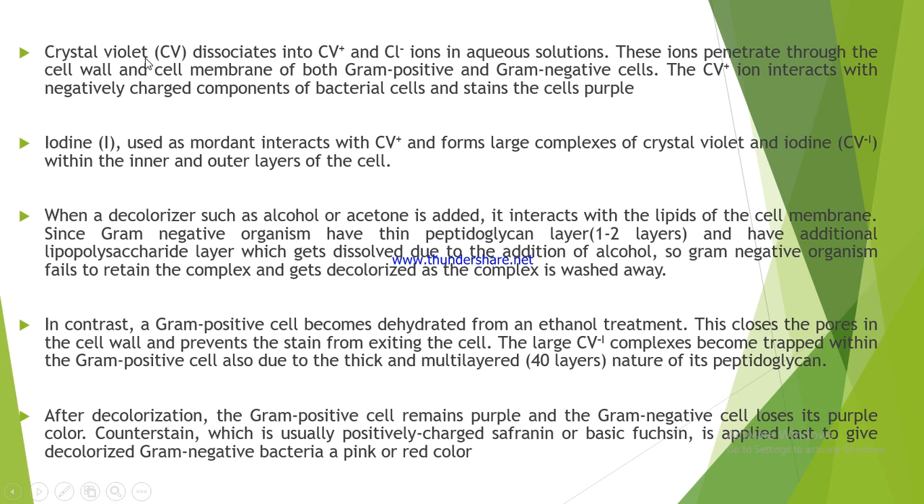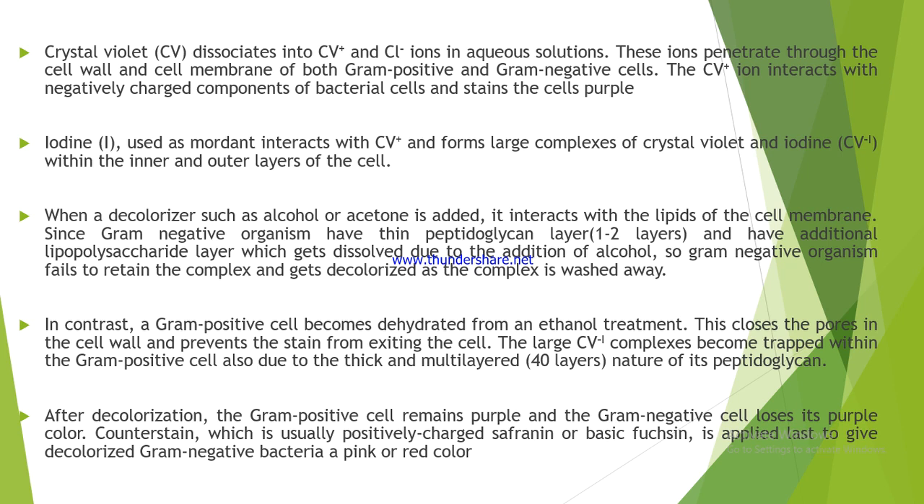Crystal violet gets dissociated into crystal violet positive ion and chloride negative ion. These ions penetrate inside the cell wall and cell membrane of both gram positive and gram negative bacteria. The crystal violet stain mainly interacts with the cytoplasmic membrane of the gram positive and gram negative bacteria. Iodine is considered to be a mordant, which is capable of making a strong complex with crystal violet. So it fixes the crystal violet in both gram positive bacteria and gram negative bacteria.